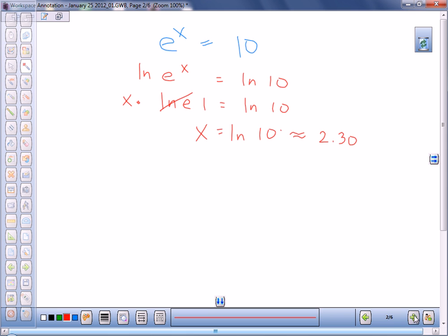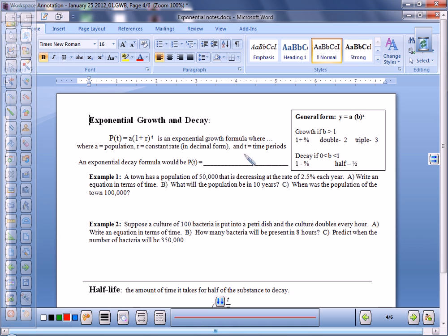Okay. Now we're going to go back to this worksheet. We already did A and B when we were looking at exponentials. And C, I said we're going to save part C till we get into logs, because that's what we're going to use to solve these. So now we're going to tackle part C.